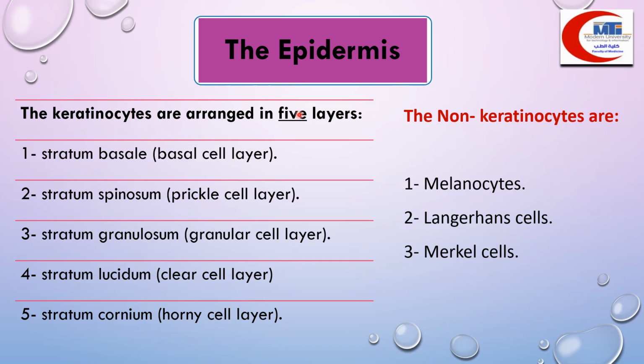The keratinocytes are arranged in five layers: stratum basale or basal cell layer, stratum spinosum or prickle cell layer, stratum granulosum or granular cell layer, stratum lucidum or clear cell layer, and finally stratum corneum or horny cell layer. The non-keratinocytes are melanocytes, Langerhans cells, and finally Merkel cells.